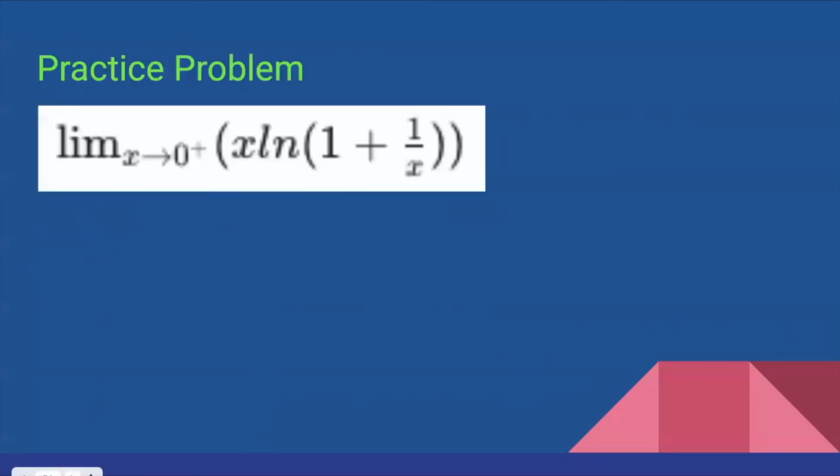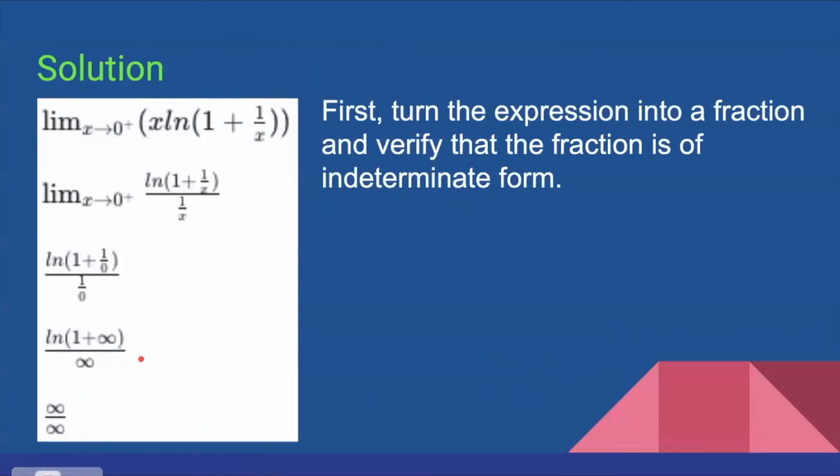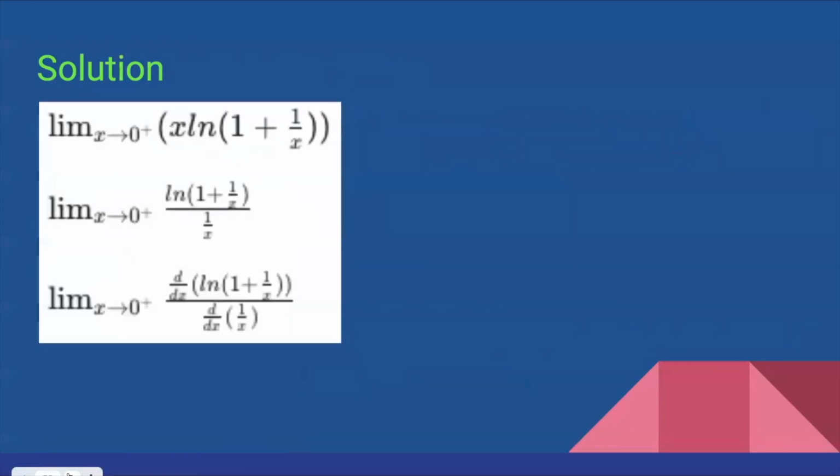So here's a practice problem. If you want, try this problem by yourself. The answer: first you turn it into a fraction. So it's just ln of 1 plus 1 over x over 1 over x. And then you verify it's of indeterminate form by plugging in 0 for x. So 1 over 0 is infinity. And then you'll get infinity over infinity, which is indeterminate.